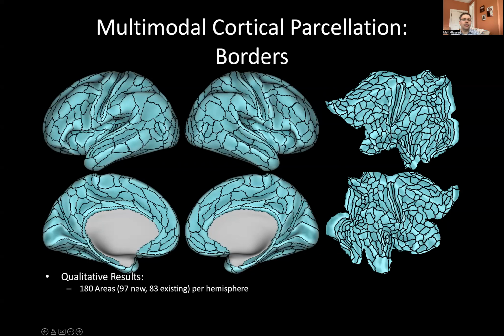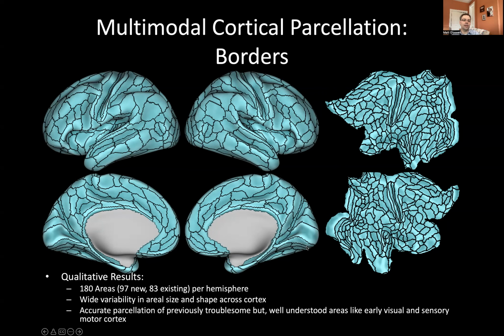We found 180 areas per cortical hemisphere. 97 were new and 83 were existing. There's wide variability in areal shape and size, anywhere from long, thin strips in sensory motor cortex matching known cortical areas in this region to horseshoe-shaped strips in visual cortex, again, matching known cortical areas. And every shape in between. And so with this approach, we were able to actually recover the cortical areas that had already been well defined in humans by prior techniques, along with many others.